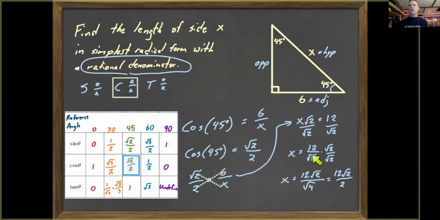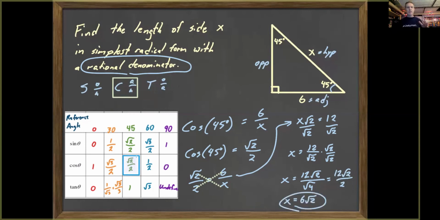So remember, when we have two radicals multiplying together, we can multiply them under the radical. So that's just 12 radical 2 over radical 4. But what's radical 4? 2. That's the square root of 4. So 12 radical 2 over 2, 12 divided by 2 is 6. So that's your answer. It's 6 radical 2.